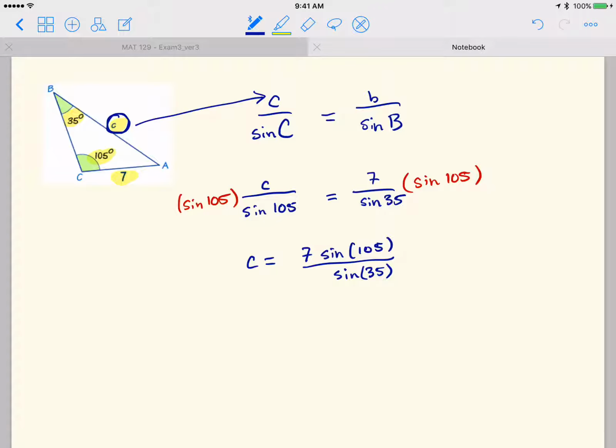Of course, you could work that out and get an estimated value and take it a step further. But that's basically it. So look for those sides and their corresponding angles, and then set it up and solve.